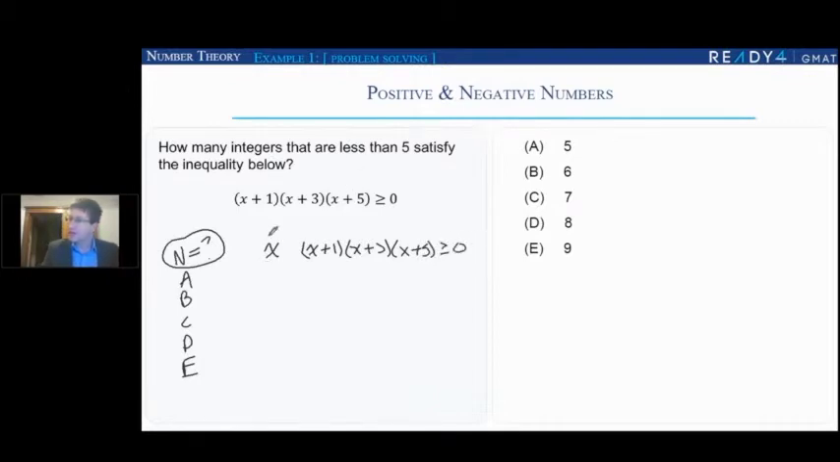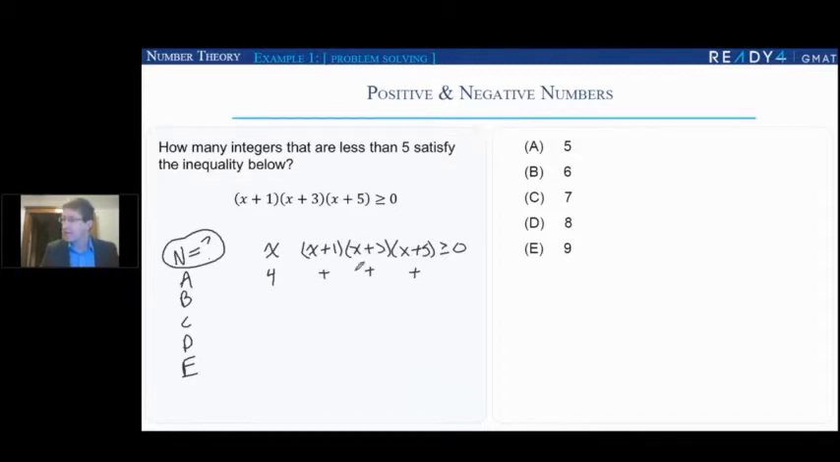So we need to pick integers that are less than 5. The first number would be 4. What you can see really quickly is that you're going to get a positive number here, a positive number here, and a positive number here. The specific values don't matter that much. You're going to get a 5, 7, and, well, it doesn't really matter, a 9, I guess.